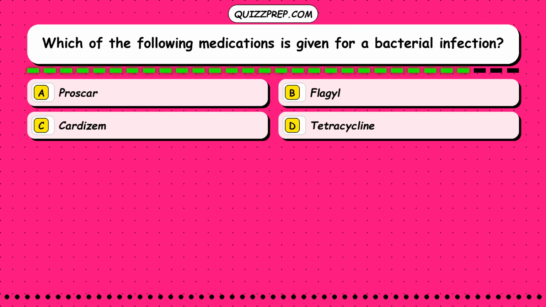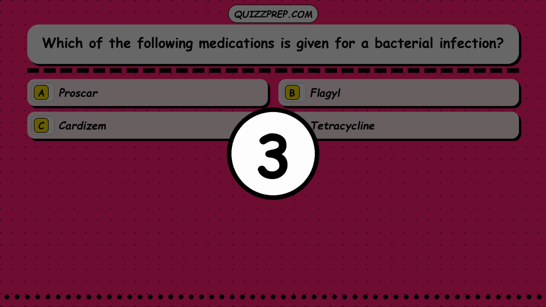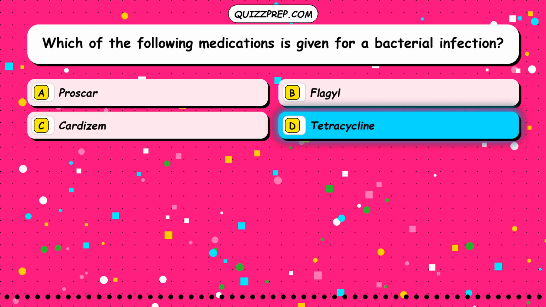Question 278. Which of the following medications is given for a bacterial infection? Option A, Proscar. Option B, Flagyl. Option C, Cardizem. Option D, tetracycline. The correct answer is option D, tetracycline.